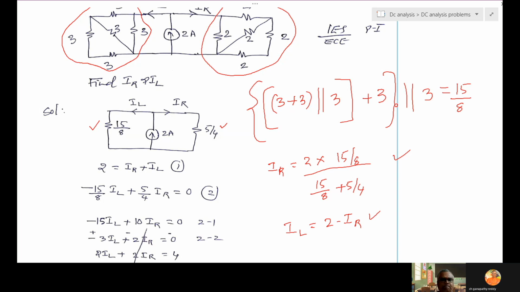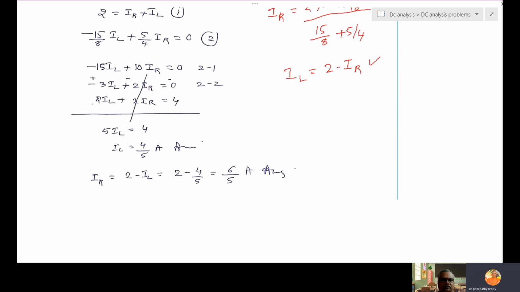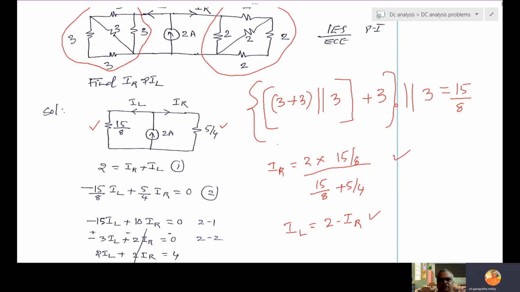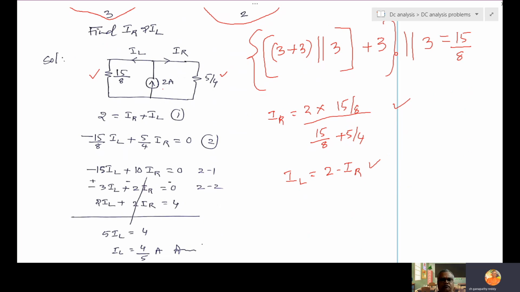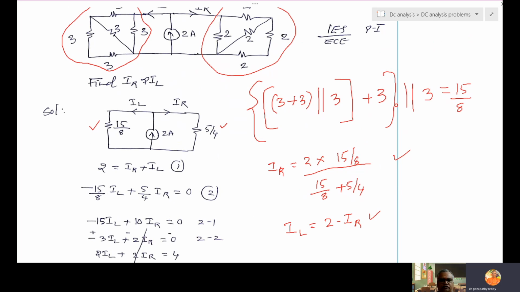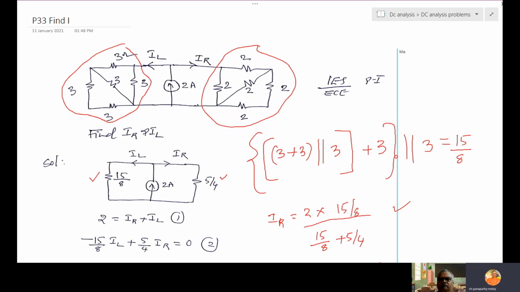Okay. So this is the lengthy approach. This is the best. Single source problem. Don't waste time by applying nodal or mesh. So I have used the current division formula. Total current minus IR is IL. That's all. So your main concept required here is series parallel, not star delta.